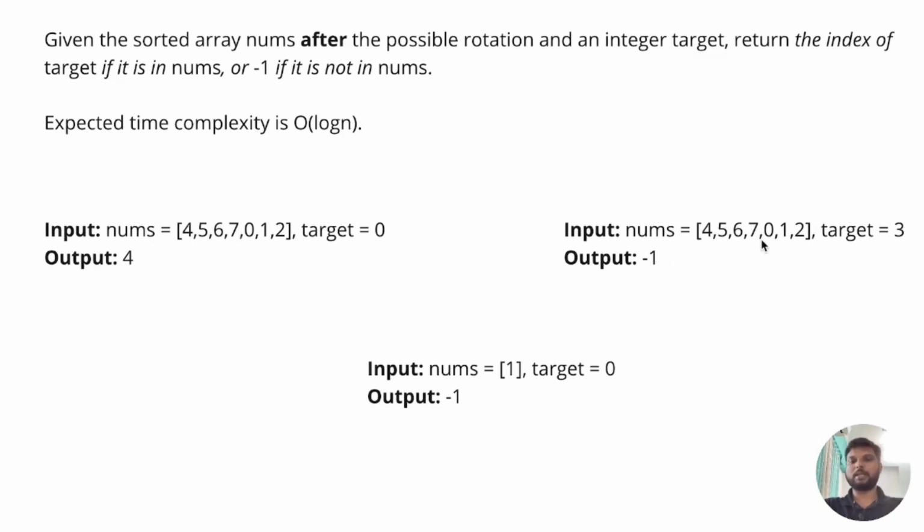The second example is this same array with the target as 3. As 3 doesn't exist in the array, the output is -1. Similarly, in the third example, the array which is given to us has only one element and we need to find target 0, and again we are returning -1 as the element doesn't exist in the array. So hope you are clear with the problem and the sample inputs and outputs.